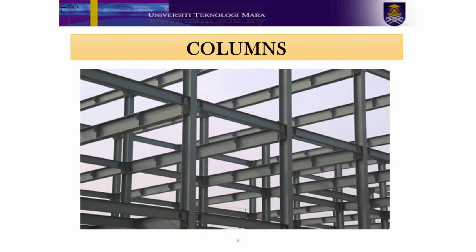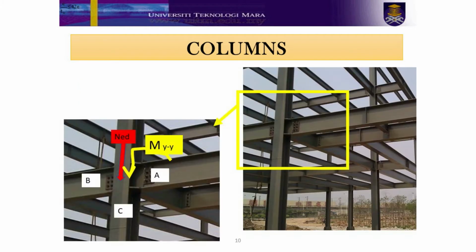As you can see here, most columns will be subjected to either singly or doubly moment together with axial load. For example, a corner column highlighted in yellow box, assuming the loads carried by beam A and beam B are equal, thus being cancelled out. Thus in this case, the column C will be subjected to axial forces from the upper column C, and bending moment from the secondary beam, as shown in the figure.